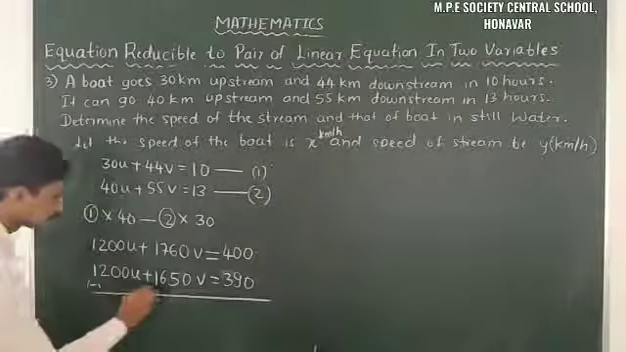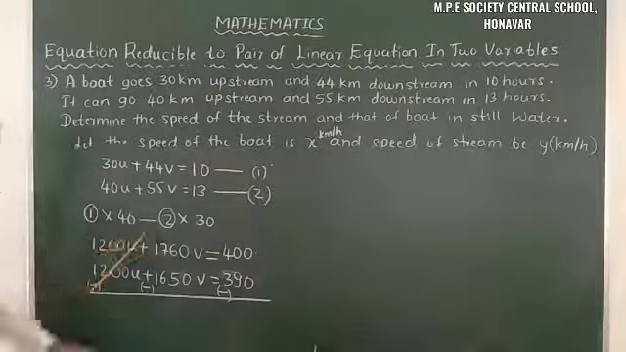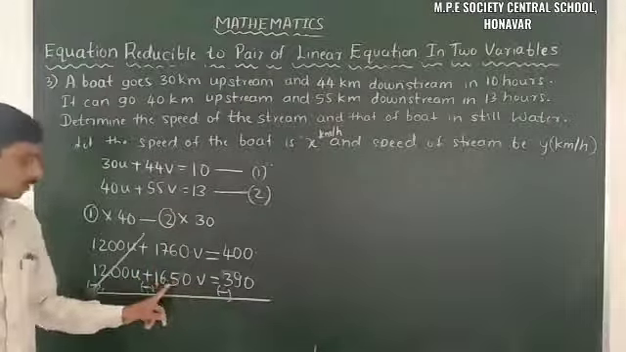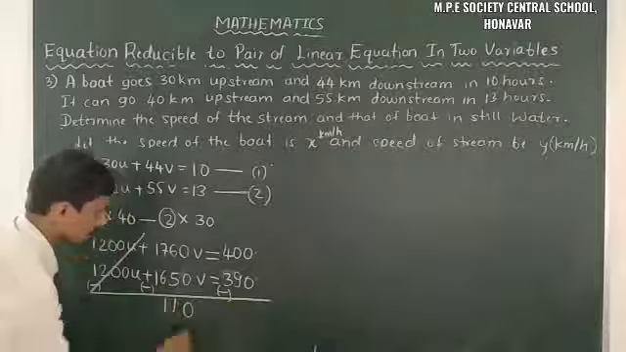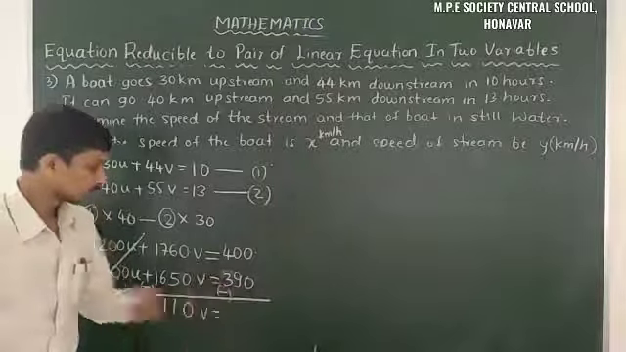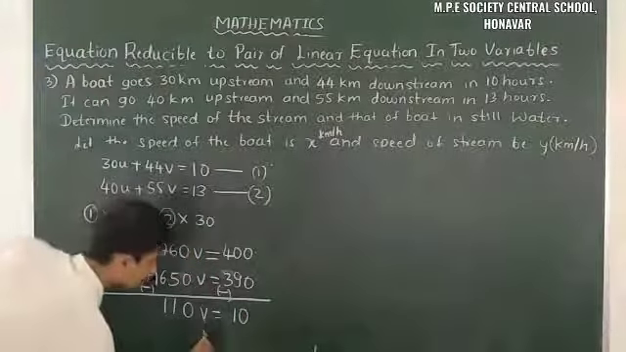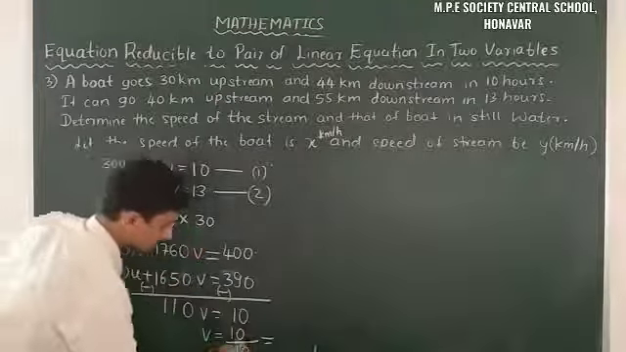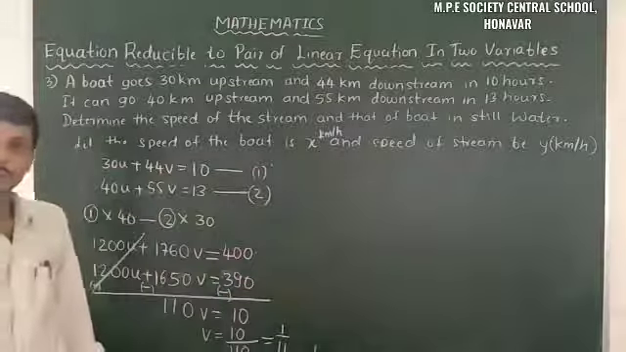It is minus here and minus here, so the u terms cancel. So here we have 1760 minus 1650, which is 110v, is equal to 400 minus 390, which is only 10. Then v is equal to 10 by 110, which is 1 by 11. So v is equal to 1 by 11, we got it.